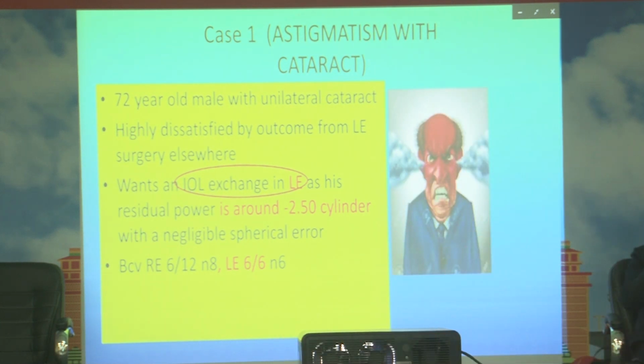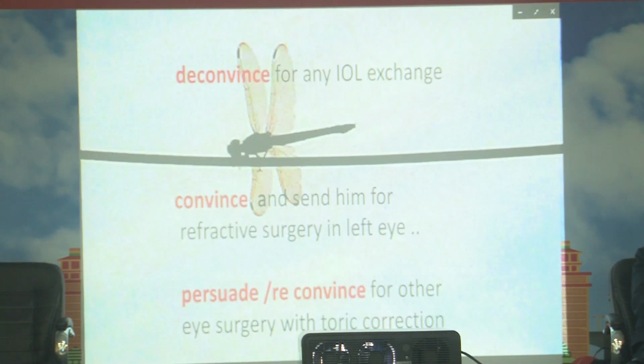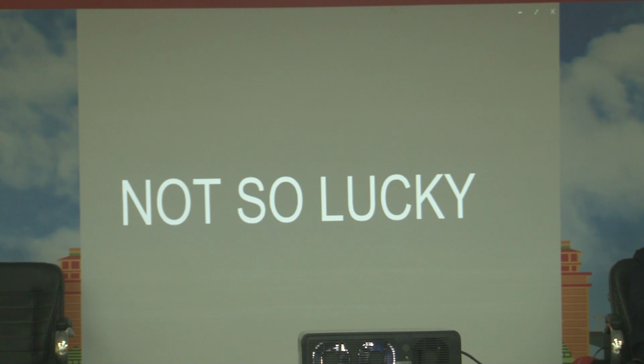Case 1 was a very dissatisfied patient who wanted IOL exchange. This was because he had minus 2.5 residual astigmatism, and when we looked into the pre-op biometry, we found he already had pre-op astigmatism of minus 2.25 and 2.5 in either eye. So now my task was to dissuade him from IOL exchange, which is never a very good procedure, convince him, and send him for refractive surgery in the left eye, or do a right eye surgery. I did a right eye surgery. He got a Plano with a toric IOL, plus 3 with add, and in the left eye I could convince him for a spec power, and we sent him to the retina colleague.